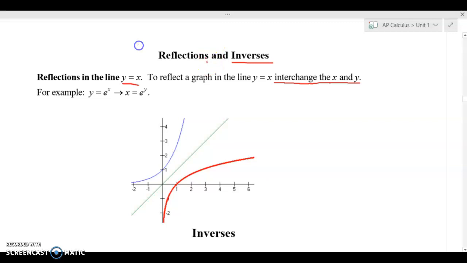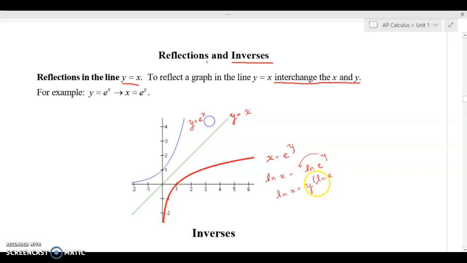This green line, of course, is the line y equals x. This blue line would be y equals e to the x. And then this red line would be x equals e to the y. However, your calculator would not be able to graph that, so what you'd have to do is take the natural log of both sides, then use a power property of logarithms where you drop the y out front. So ln x equals y times ln e.